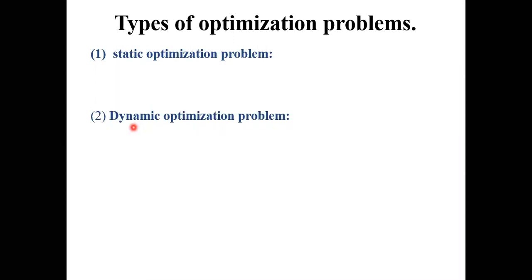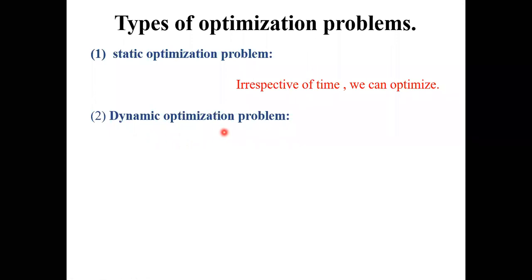If those parameters are independent of time, that problem is nothing but a static problem. If those parameters depend on time, that problem is a dynamic optimization problem. So when you consider the static optimization problem, irrespective of time the parameters are constant, so that we can optimize easily. Easily we can get the solution for a static optimization problem, because the solution does not depend on time.